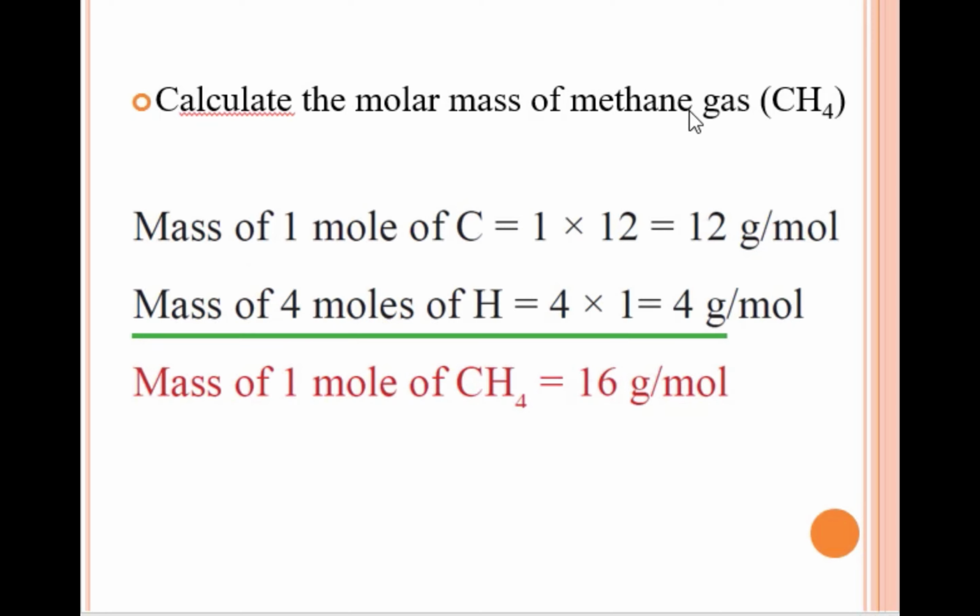We can see more examples about the calculation of molar mass. Calculate the molar mass of methane gas, CH4. We have 1 carbon and 4 hydrogen in methane. Mass of 1 mole of carbon is 1 times 12, because 12 is the atomic mass of carbon, so 12 gram per mole. Mass of 4 moles of hydrogen, 4 times 1, is equal to 4. Totally, the mass of 1 mole of methane is equal to 16 gram per mole.